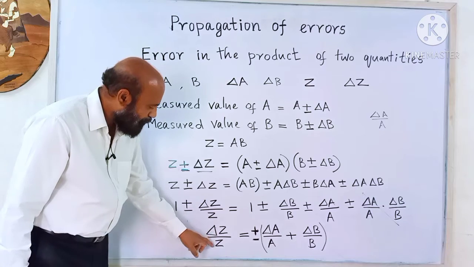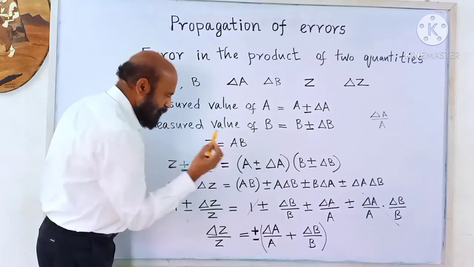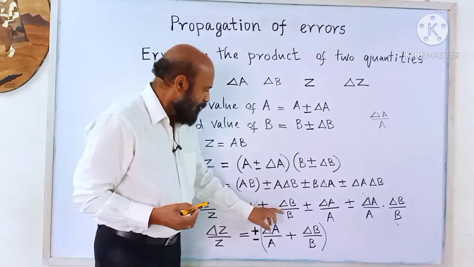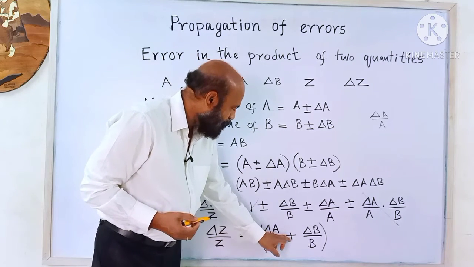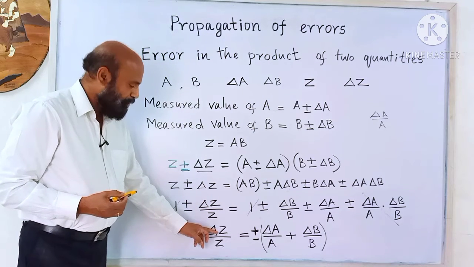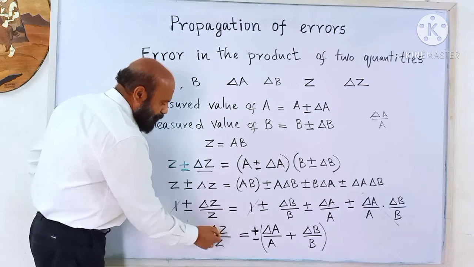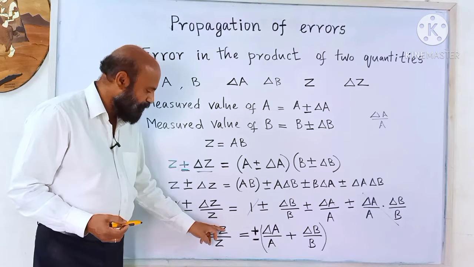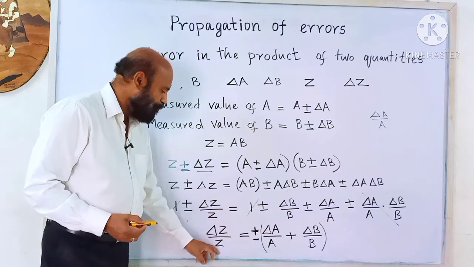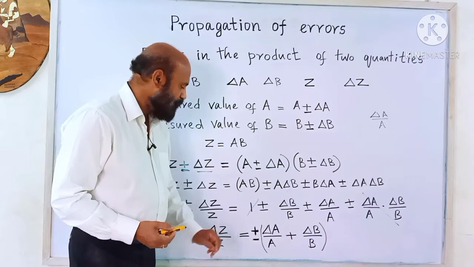Now delta Z by Z is equal to, this one and this one are cancelled. So plus or minus, so that you take it outside, then delta A by A plus delta B by B. So here delta Z by Z, this is the error in the final result, delta Z, you are dividing by Z. So this is the fractional error in the product of two physical quantities.